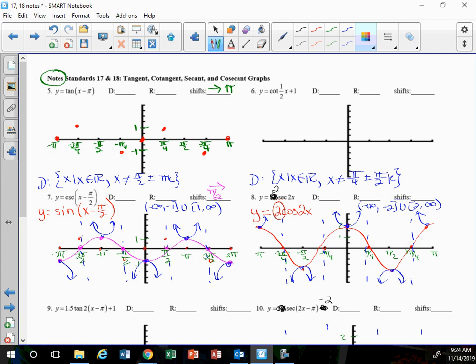Okay. So the shift this time is right by pi. But what is the period of this graph? Pi. So if I shift by the period, what happens? Yeah, it looks exactly the same. So go ahead and put in your asymptotes.